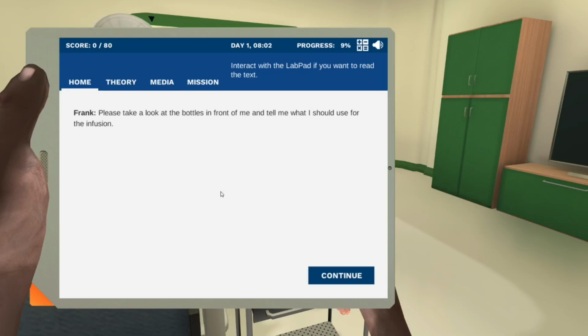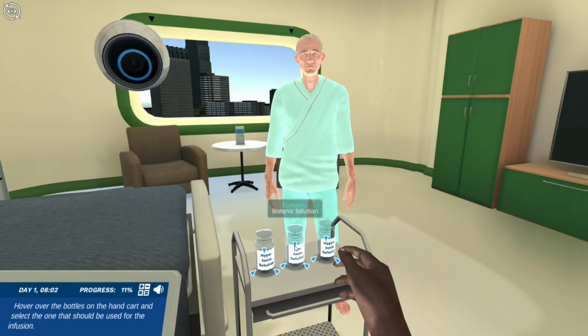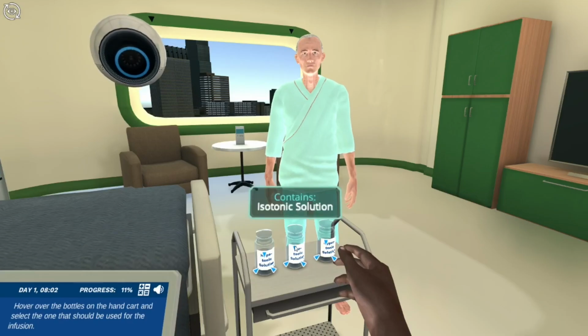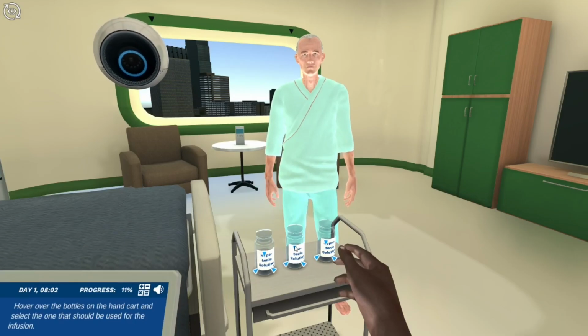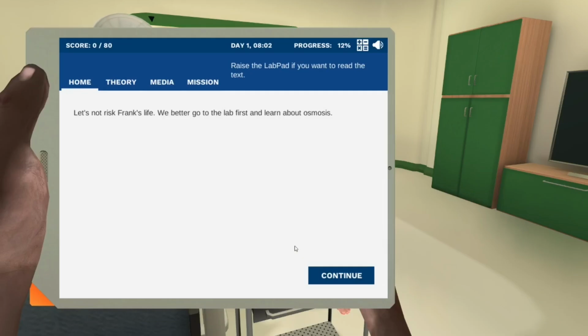A. Please take a look at the bottles in front of me and tell me what I should use for the infusion. Hover over the bottles on the hand cart and select the one that should be used for the infusion. Let's not risk Frank's life. We better go to the lab first and learn about osmosis.